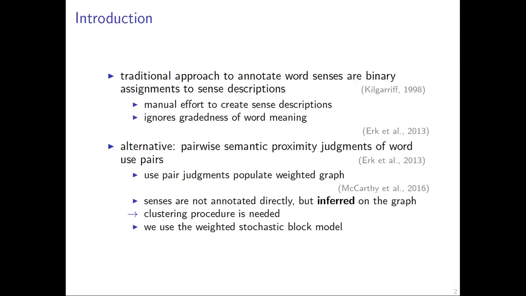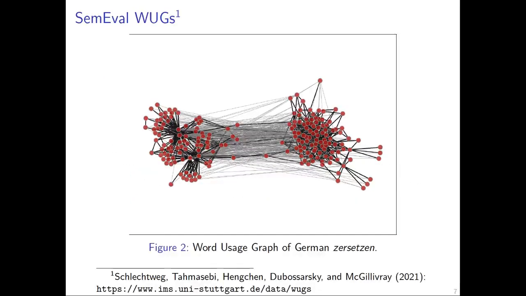What we do in this paper is to propose to use the weighted stochastic block model for this clustering of word usage graphs. This is a real example from the data set which we use. We use the German and English subsets of the Semeval 2020 Task 1 word usage graph data set. And this example here corresponds to the word usage graph for German zersetzen.